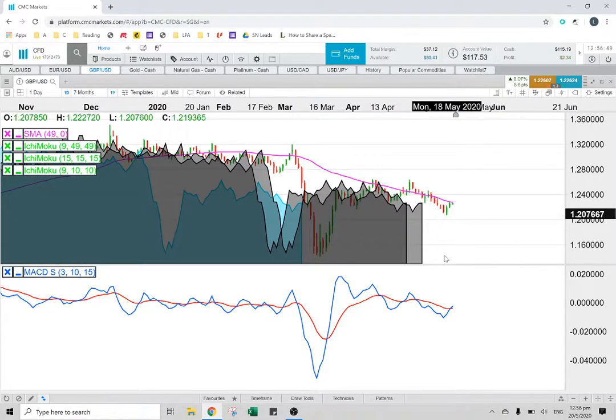When that happens, the red line would start to turn up as well. So I'll put in my remarks for pound dollar: look to buy in 1 to 2 weeks' time. We've got to give it a bit more time for the picture to be a bit more solid before placing a trade.